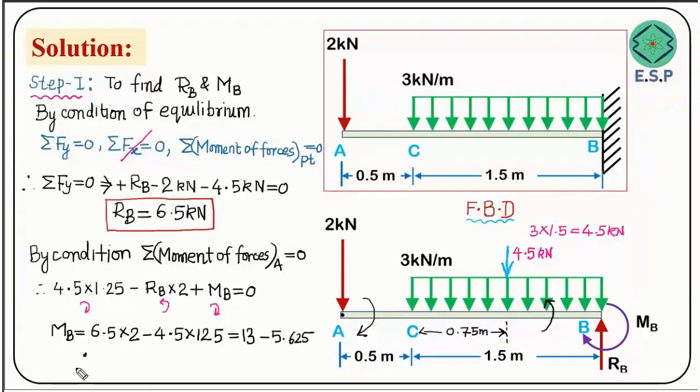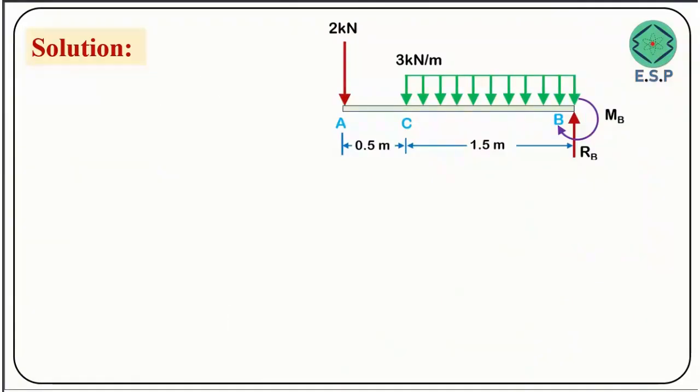So further simplification will give you the moment reaction acting at point B will be equal to 13 minus 5.625, that is 7.375 kilonewton. So we got the value of the moment reaction acting at point B. So this was step 1, where we draw the free body diagram and calculate the force reaction and moment reaction. So friends, now let's talk about the next step.